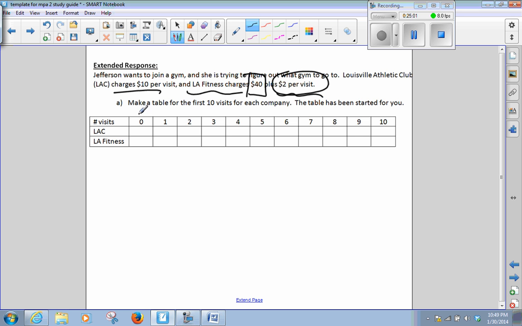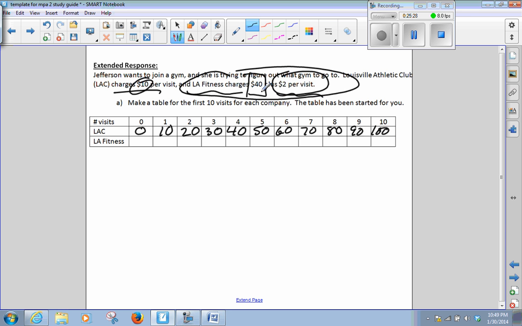So let's look back at the LAC for a second. It says make a table for the first 10 visits. So at the LAC, since they only charge $10 a visit, if you never go, it's going to cost you $0. But if you go once, it'll cost you 10, twice 20, 3, 30, 4, 40. I think you see where I'm going with this. Now, LA Fitness is different because they charge you $40 whether you show up or not. So no visits is going to cost you $40. Then it costs you $2 every visit after that. So your first visit is going to be a total of 42. Then after 2 visits, it'll be 44, 46, 48, going up by 2 every time.